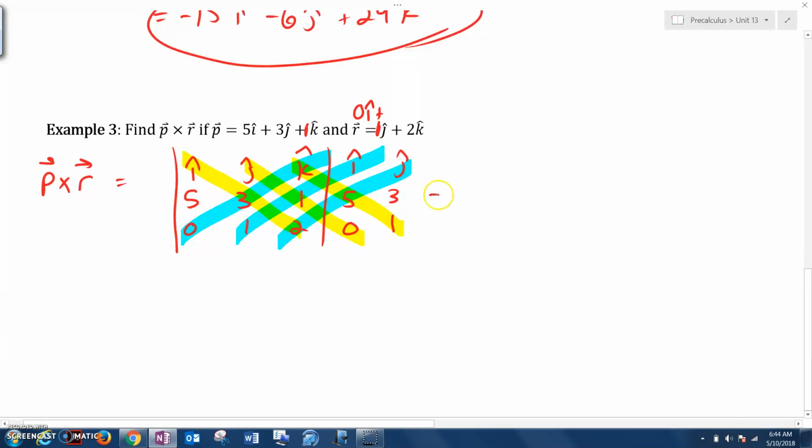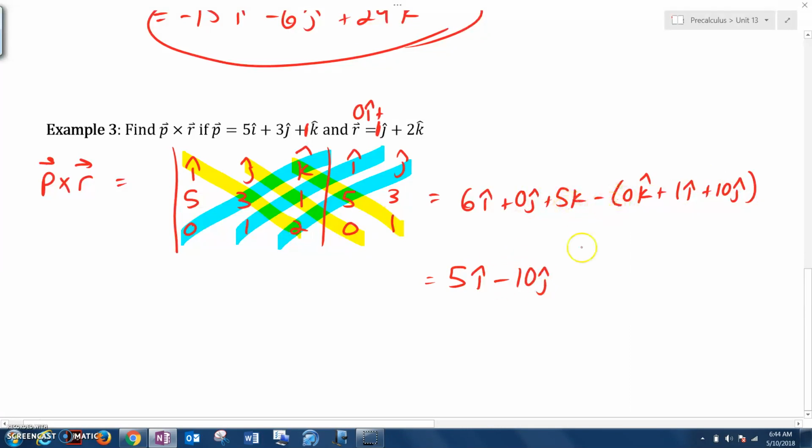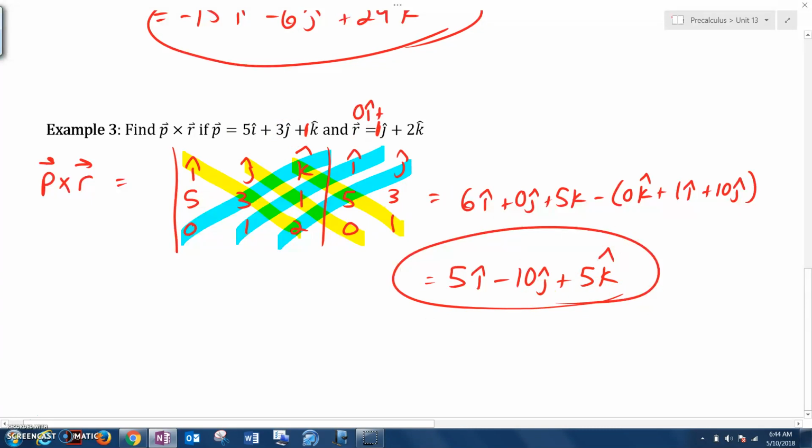Alright, so we get 6i plus 0j plus 5k minus 0k plus 1i plus 10j. So we distribute the negative. 6i minus 1i is equal to 5i. 0j minus 10 is a minus 10j. 5k minus 0k is a positive 5k. And again, you can take the dot product of this with either of those and show that they are equal to 0. Okay, so that is what a cross product is, getting us a vector that is orthogonal to both of the vectors that we crossed.